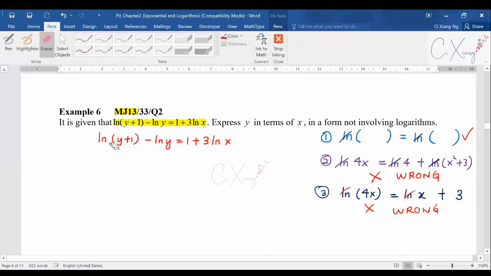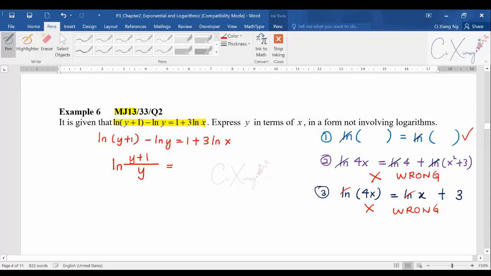There are so many ln here, so of course I cannot cancel all the ln. So what I'm going to do is change this equation so the left hand side has only 1 ln, and the right hand side also has only 1 ln. Can I combine the left hand side into 1 ln? Very simple, because of the minus, you have ln of (y plus 1) divided by y. This is the division rule that you learned just now. Equals, for the right hand side, 1 plus 3 ln x.